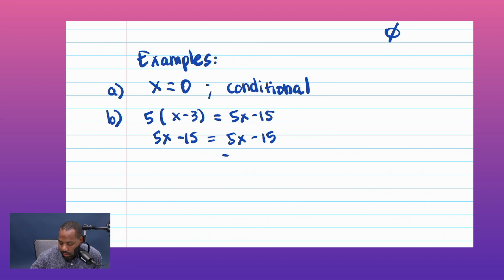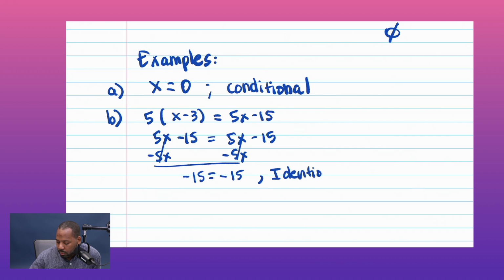I like my x on the left side, so I subtract the 5x off the right. Notice that they both subtract out. I get negative 15 is equal to negative 15. This is always true. We get a true statement for this. So this is the identity. And my solution set is all real numbers. So any real number I choose can satisfy this equation. So any real number is a solution.